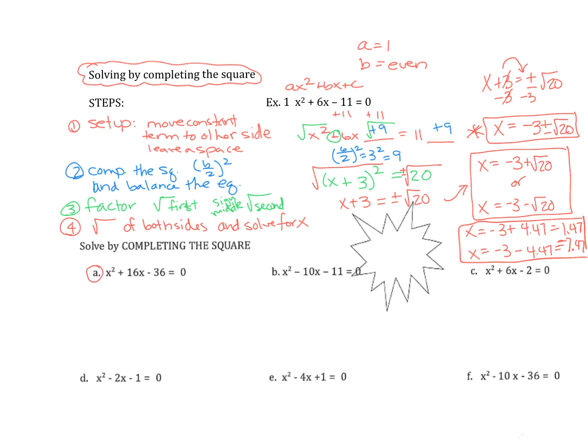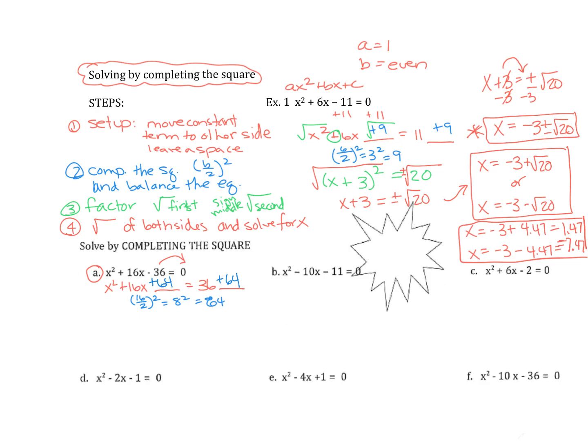So my first step is the setup. That's when I write my x squared plus 16x together with a line. And I move my 36 to the other side. It's a minus 36, so I'm going to add it to both sides, and I get 36, and I'm going to leave a space. And now I'm going to complete the square. That's going to be my 16 divided by 2 squared. That's 8 squared. That's going to give me a 64. So now that's the number that I add to the left side to create my perfect square trinomial. And I also add it to my right side to balance my equation.